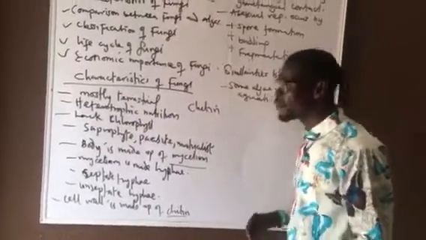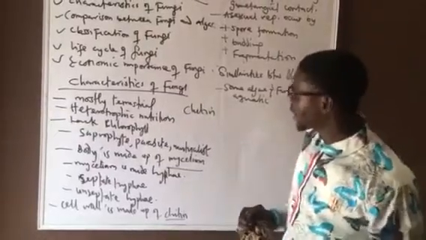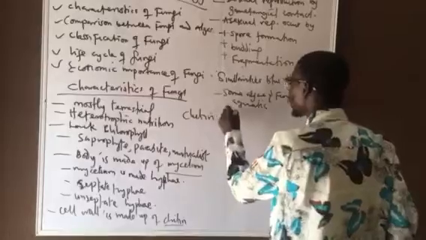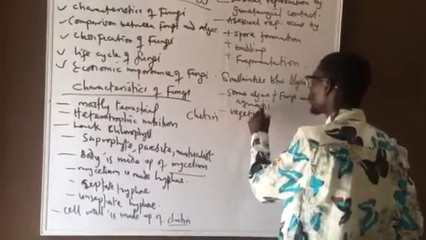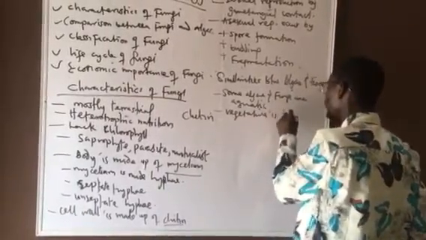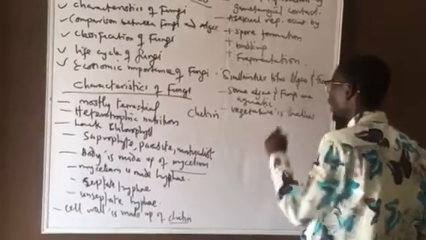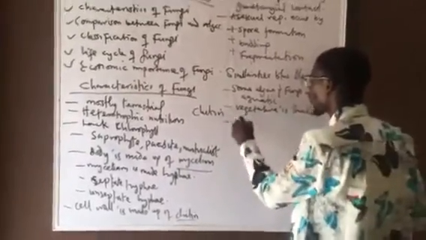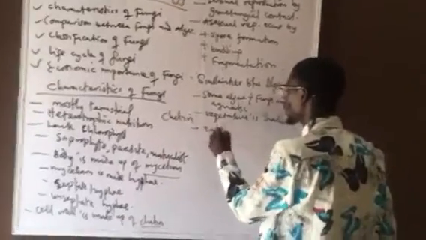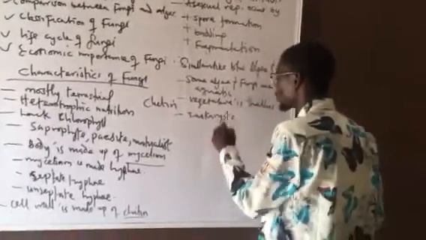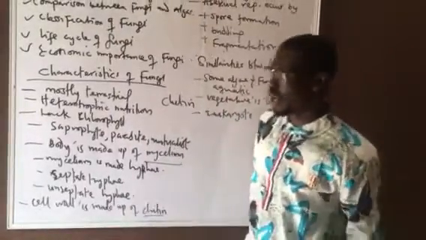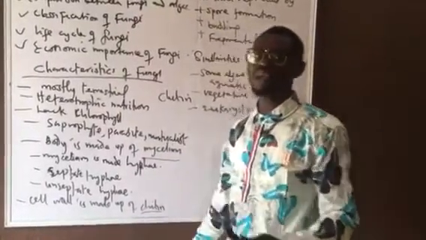Then, when we talk about fungi and algae, their vegetative body is thallus. And also, both organisms are eukaryotes. They have eukaryotic cells. They are not prokaryotes. However, their cells are mostly unicellular.